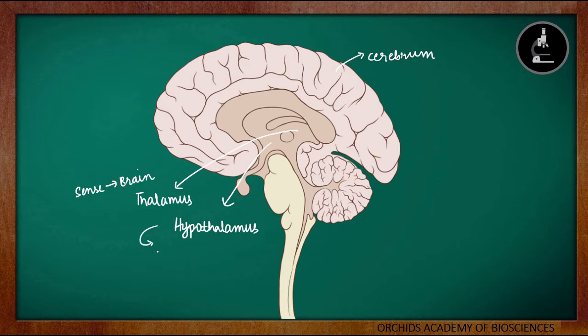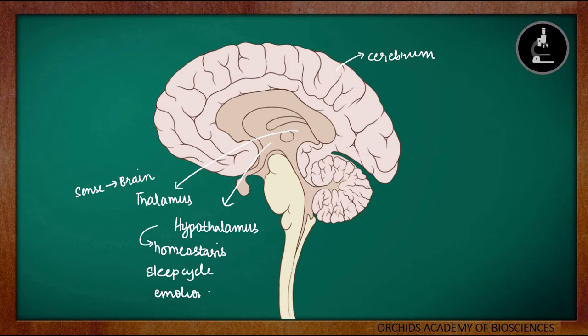Hypothalamus is responsible for maintaining the homeostasis. What is this homeostasis? Homeostasis is maintaining an internal balance of the body or maintaining a stability of the body. So hypothalamus is responsible for doing this process. It not only is responsible for homeostasis, it is also responsible for controlling our sleep cycle and our emotions.